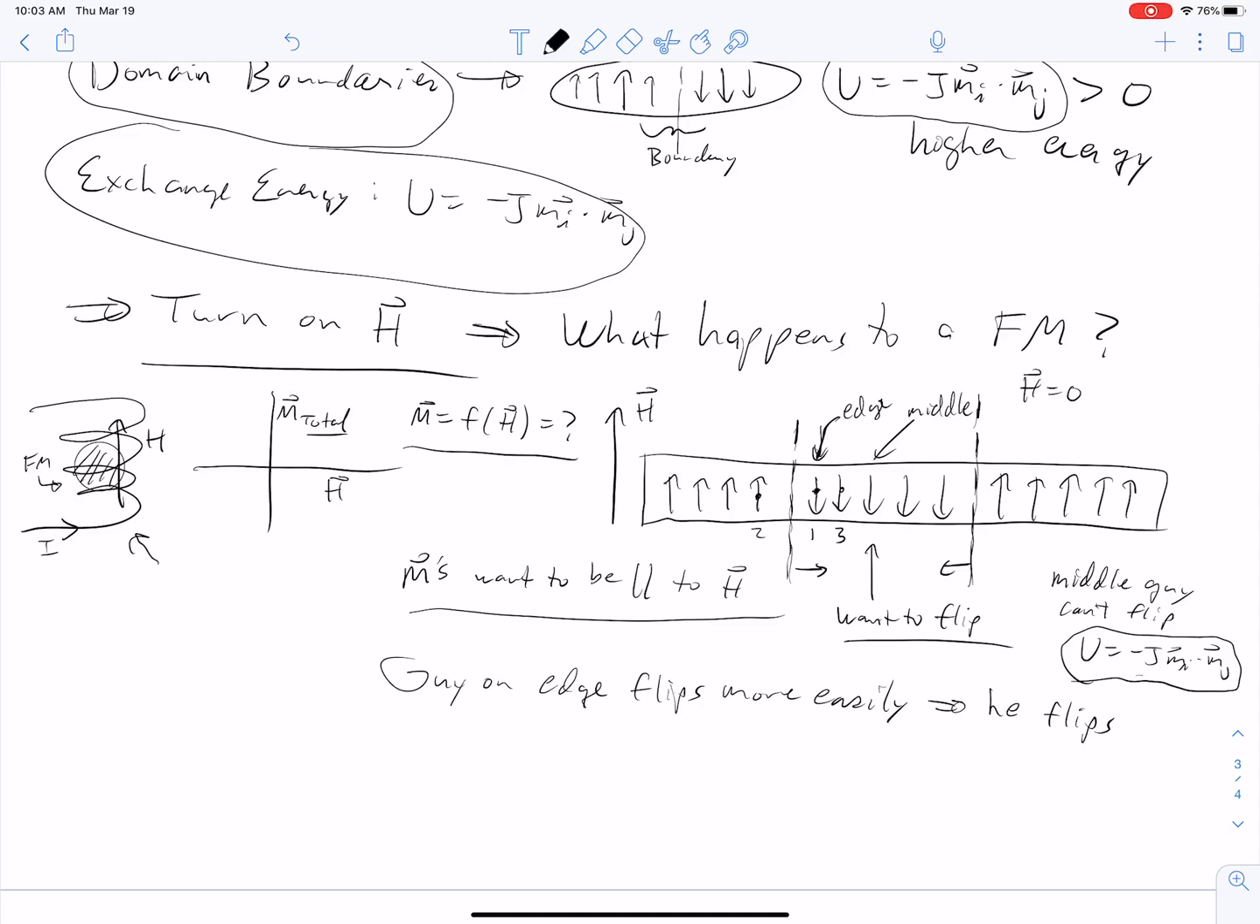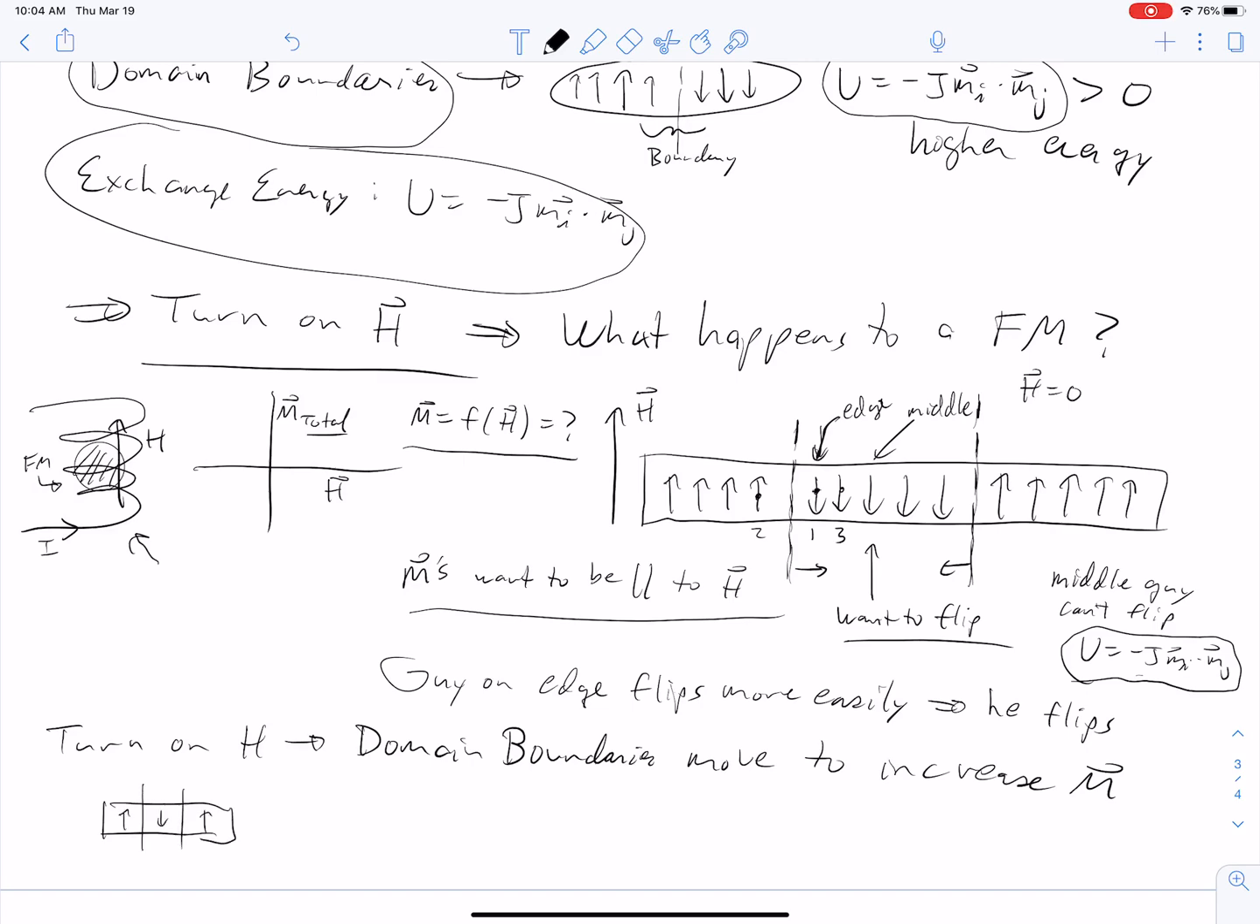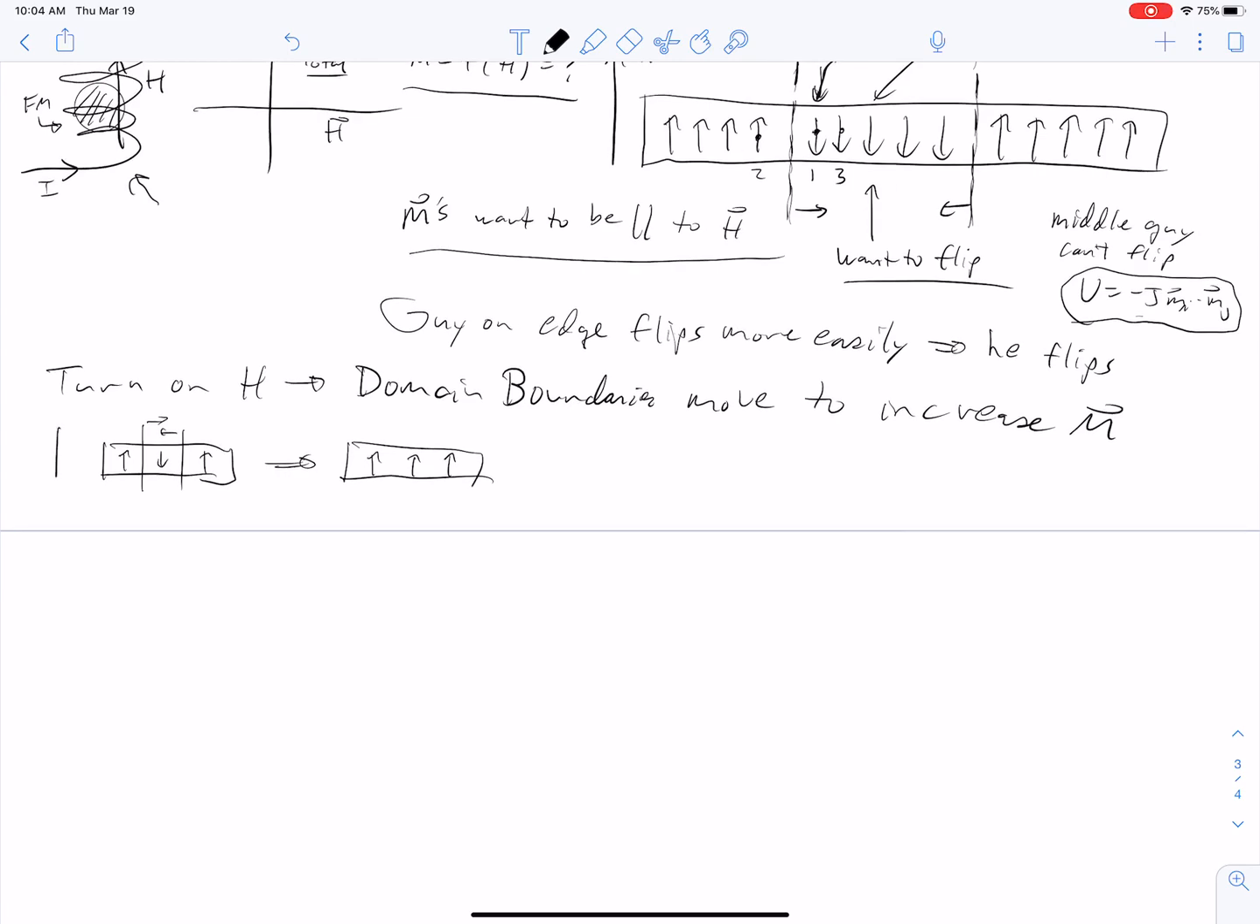So as I turn on the H field, the guys in the middle don't flip easily, but the guys at the edges flip. So basically, turn on H, and what happens is the domain boundaries move to increase the magnetization, to increase M, because now all the spins are going to start looking the same, and this middle domain is going to become erased, and everything will switch. So I'll go from this case where I have spin up in this domain, spin down in this domain, and up. These domain boundaries will move in, and the thing will convert to this, where it's just a single unified magnetization. And that's when I turn on the H in this direction.